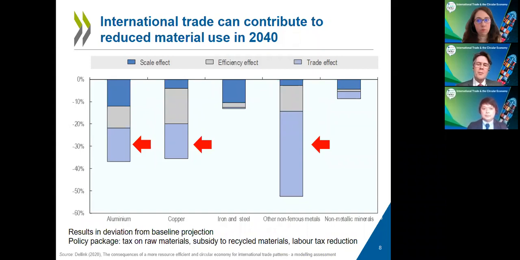But finally, the third part is the interesting part for today, and that is there is also a big trade effect. And the idea here is that we can reduce materials use globally by sourcing materials from sectors and regions where they are produced more efficiently. And second of all, we can change our trade patterns to shift away from the materials used commodities.